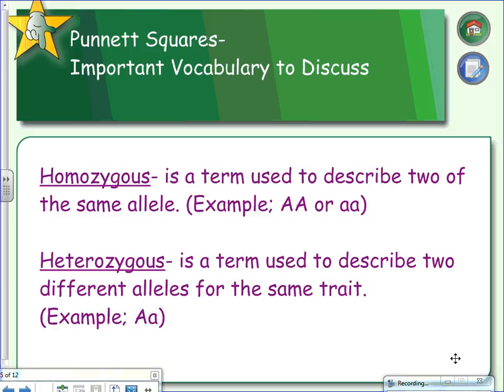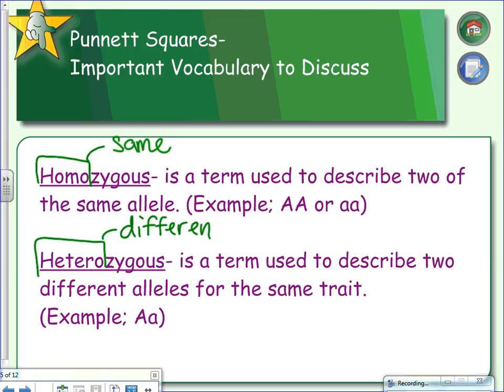Okay? Homozygous. Homozygous is a term used to describe 2 of the same alleles. So if you've heard the word homeostasis, okay, or homogeneous, homo means same. So the letters are the same. Okay? Hetero is the opposite of that. It means the letters are different. Now notice, we're not talking about different letters like A versus B or B versus C. We're talking about capital versus lowercase. And this is very important. Okay? Same allele, different letter size.